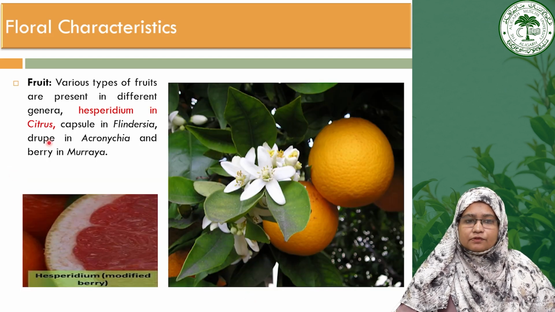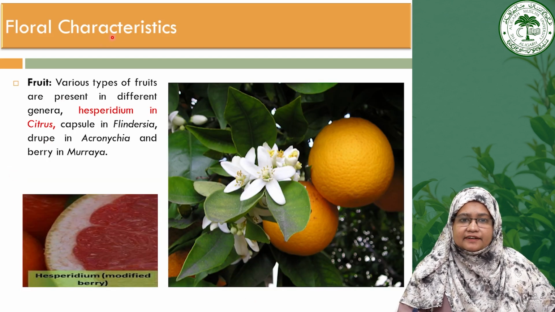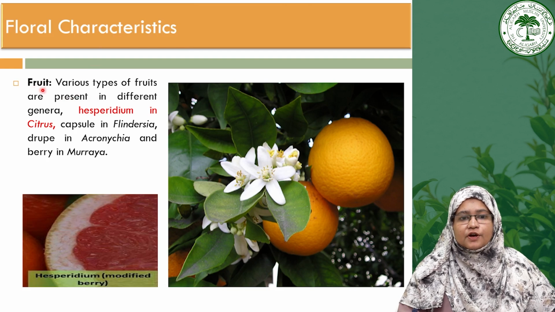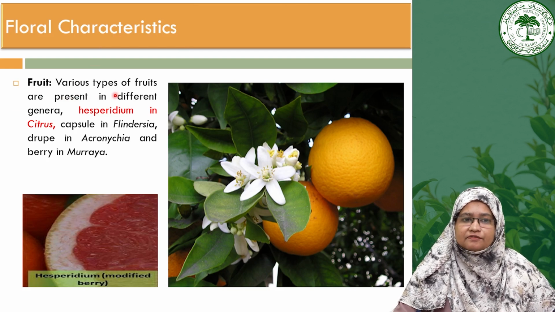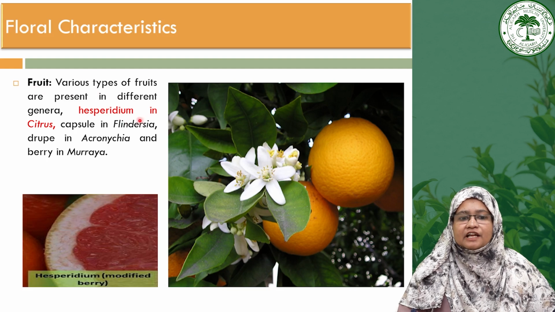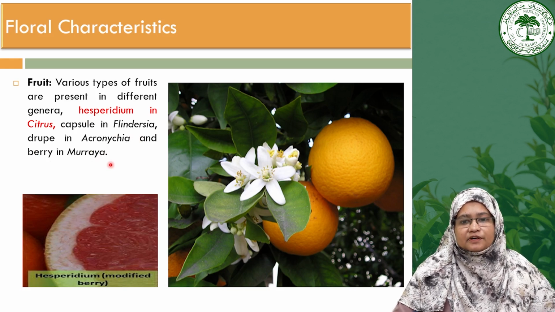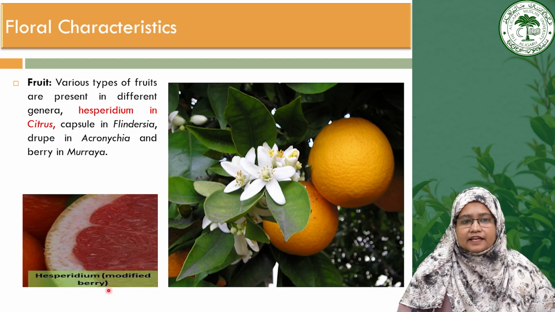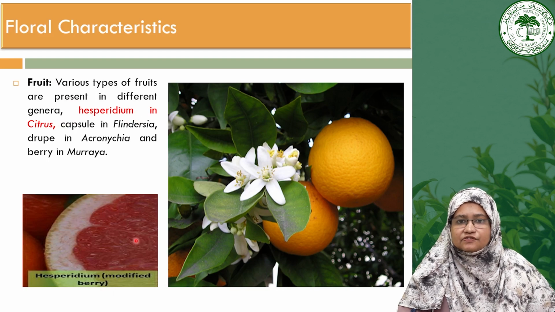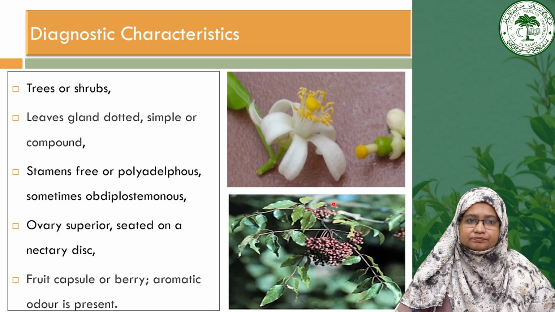Now moving towards the next characteristic, that is fruit. Fruits have various types in different genera, like Hesperidium in the case of citrus, which is a modified form of berry, capsule in the case of Rutaceae, drupe in the case of Acronychia, and berry in the case of Murraya. So there is quite a variation in the types of fruit in this family, and in citrus species they generally have a Hesperidium, which is also a diagnostic feature of this particular species.